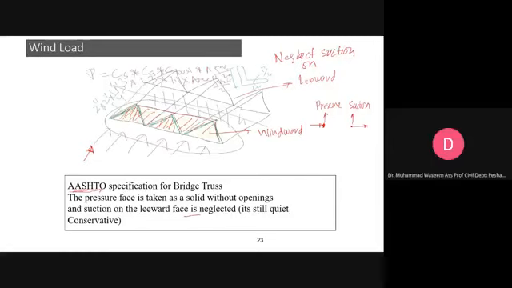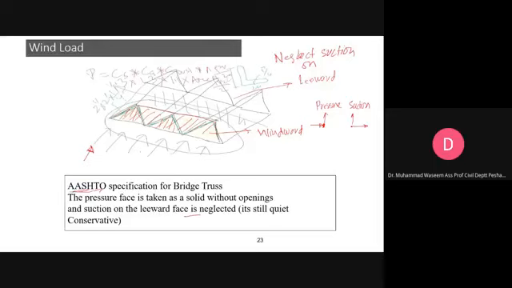Yes, sir. Okay, now we will talk about the bridges. In bridges, for example, this is a truss bridge only. We know that wind is blowing in this direction, so this is the windward side, and this side is the leeward side.